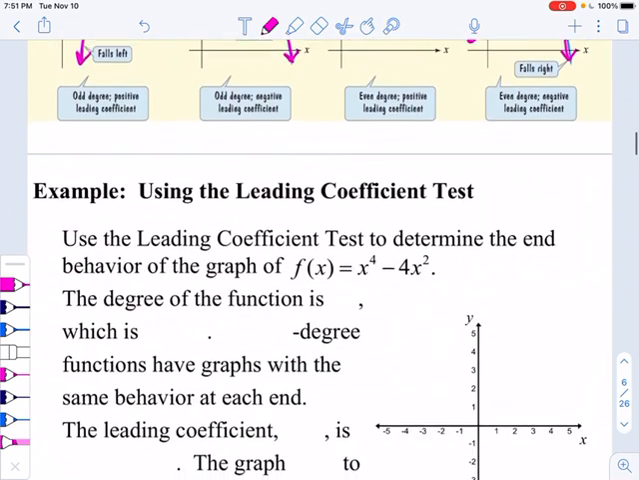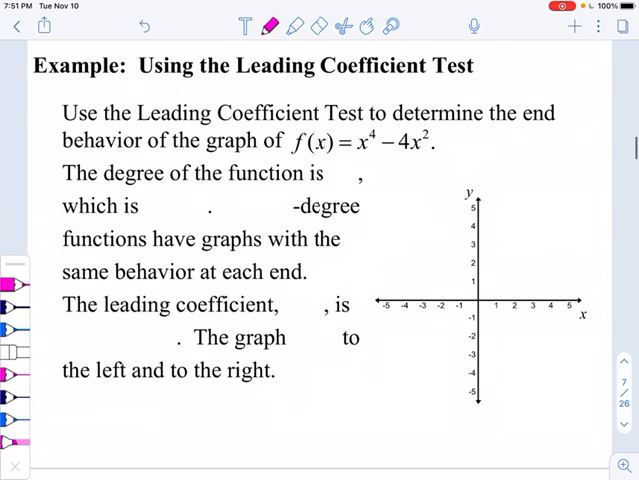So let's look at an example. It says, use the leading coefficient test to determine the end behavior of the graph of f of x is equal to x to the fourth minus 4x squared. The degree of the function is what? So we're going to look for that highest power. The degree of the function is 4. Is that even or is that odd?